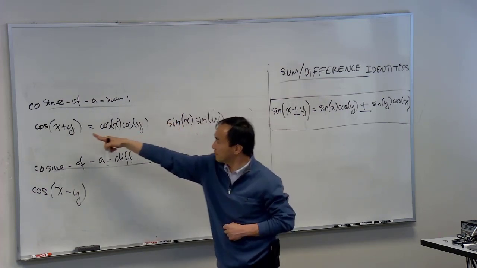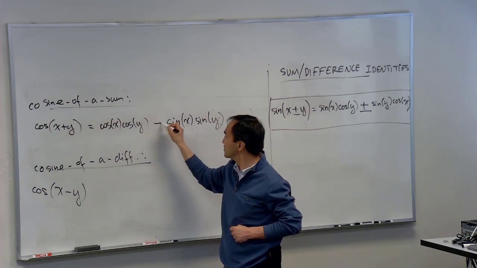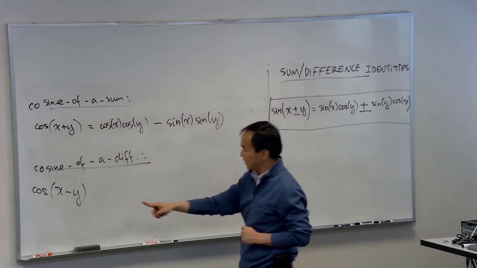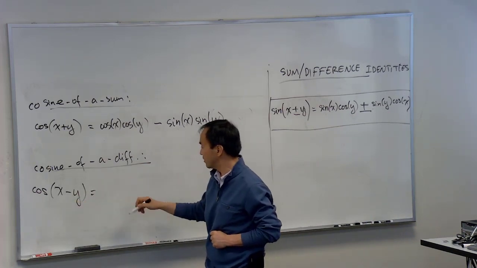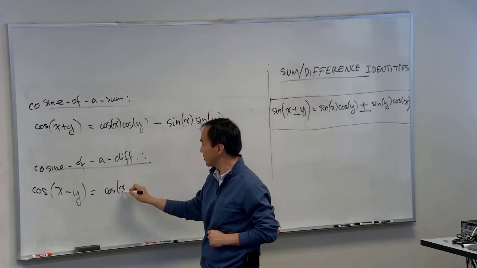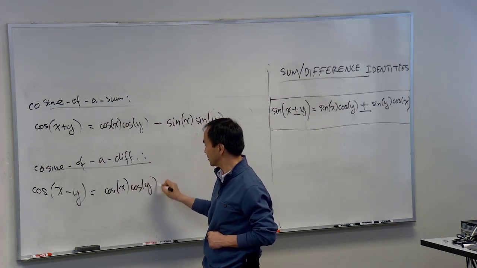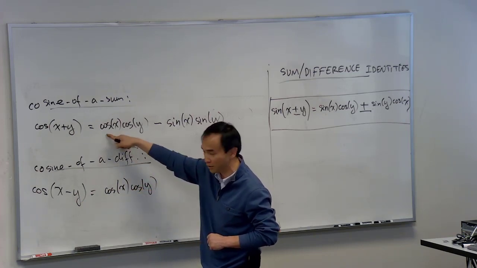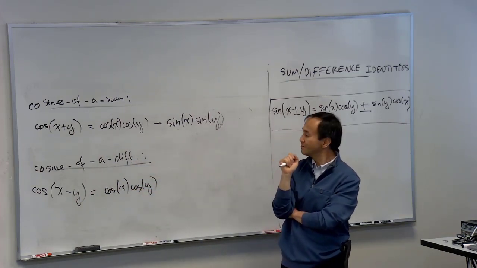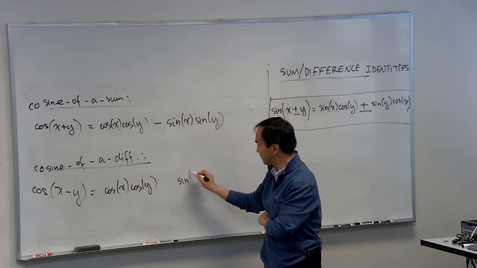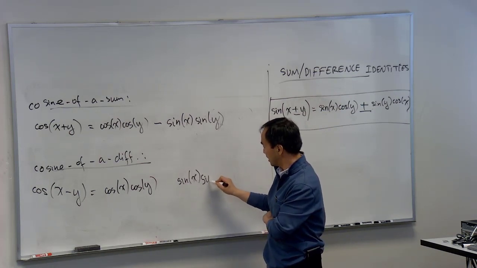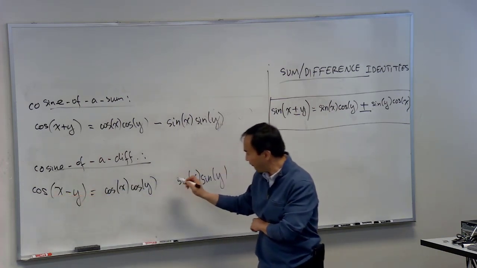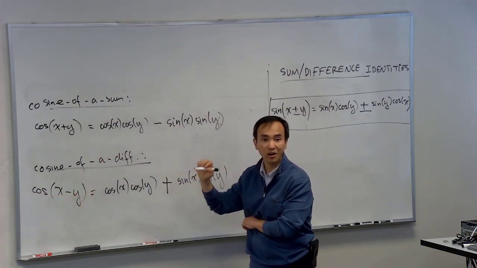Then we switch from the plus sign here in the formula, we've got subtraction between the two products there. And then cosine of a difference. What we learned here is cosine of the first angle, cosine of the second angle. So you see that common thing between the two formulas? Cosine, cosine, cosine, cosine. Then we switch to sine of the first angle, multiplied with sine of the second angle. But now, if it's a cosine of a difference, the formula is going to utilize the plus between them.